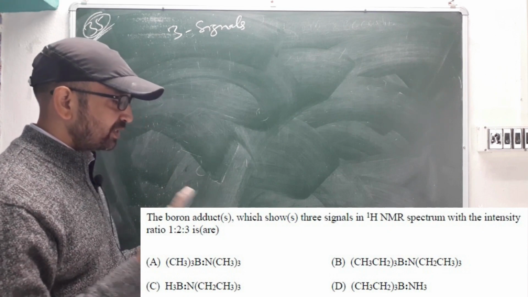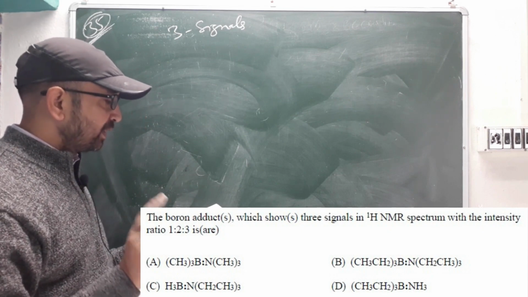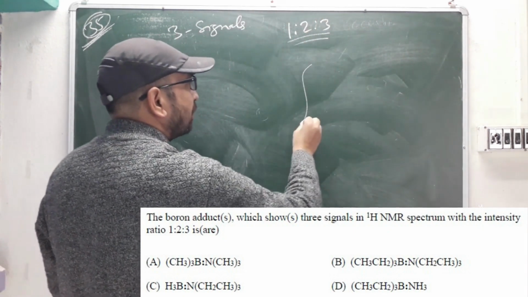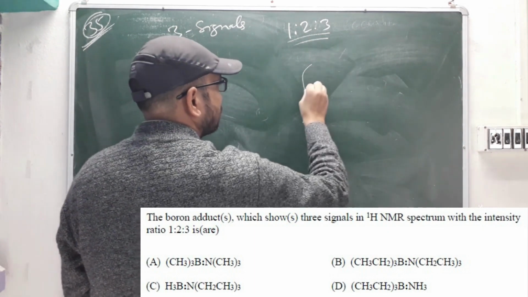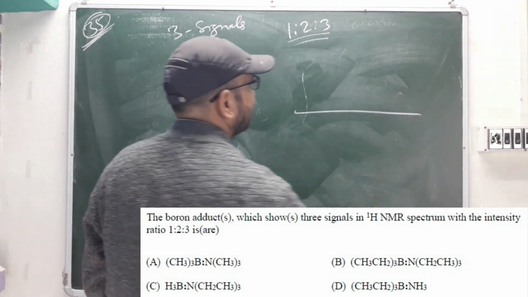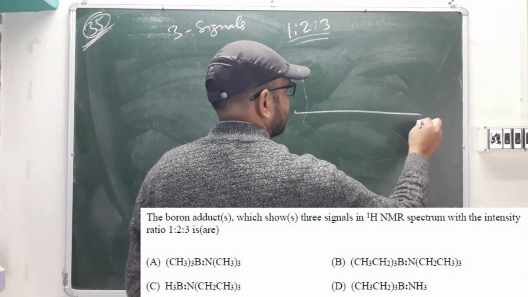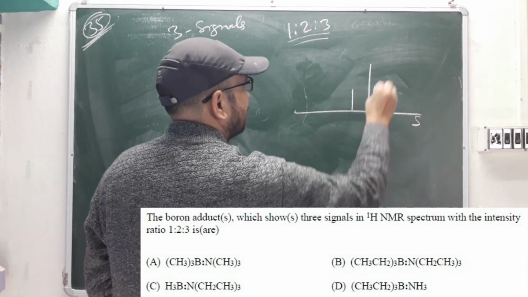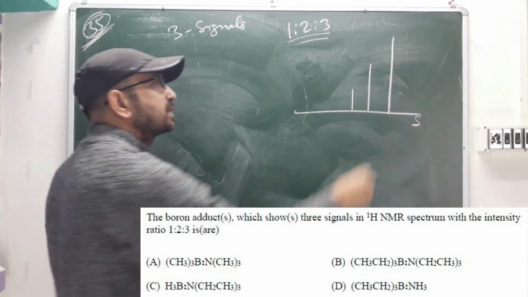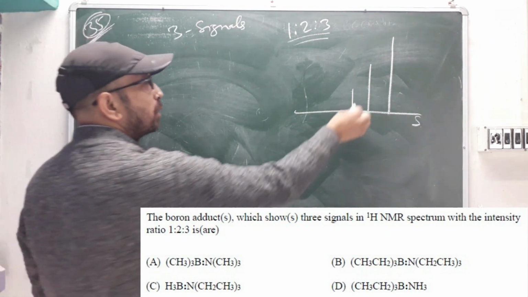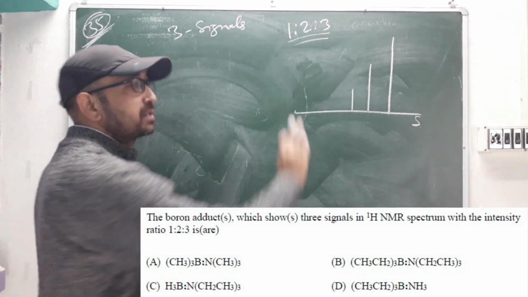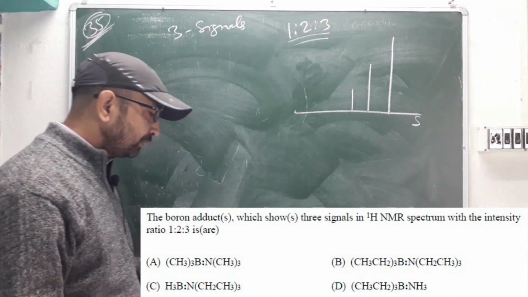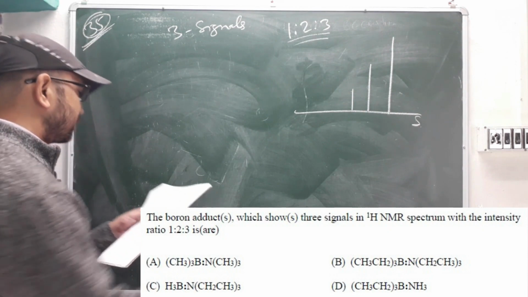The boron adducts which show 3 signals in the proton NMR spectrum with the intensity ratio. They have given the intensity ratio. It means the integration value. Suppose these are the peaks on a delta scale. If one peak is coming this much height, another peak will be this much height, and the third one will be this much height. So this peak intensity is showing that the number of protons will be in this ratio, 1:2:3.